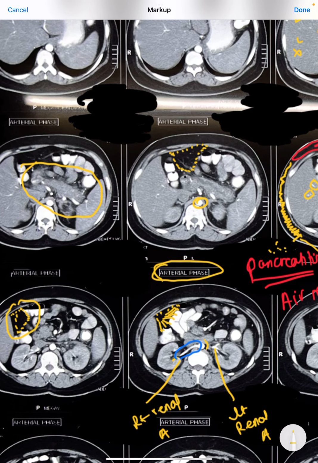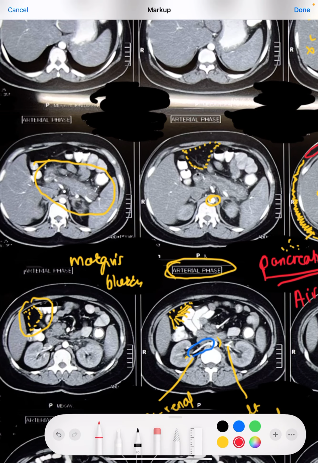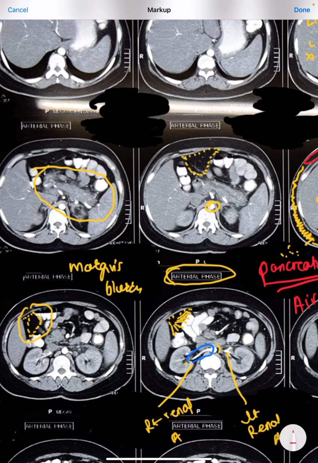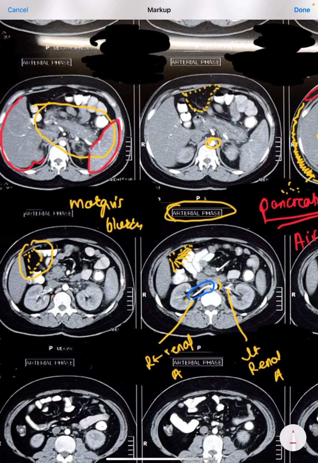Now we know that whenever there is inflammation of the pancreas, the pancreas margins will become all blurry because of the inflammation. If there is no inflammation, the margins of any organ will be very, very well defined. Just see the margins of spleen, liver. It is so well defined. See the margins of spleen. See the kidney. The kidney has so well defined margins. Here also the kidney margin is so well defined.